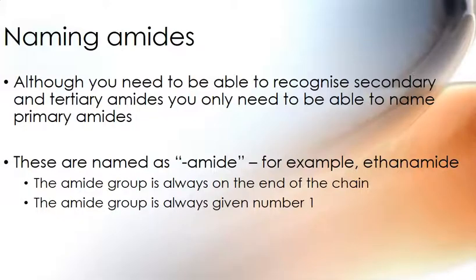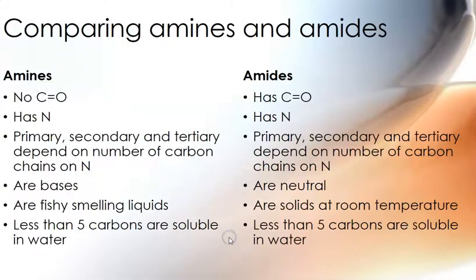Okay, so people often get confused between amines and amides, and I know the name doesn't help. So I'd like to quickly give you some information about how to compare the two. So first off, amines don't have a carbonyl group, whereas amides do. They both have nitrogens, and they can both be classified as primary, secondary or tertiary based on how many carbon chains are attached to the nitrogen.